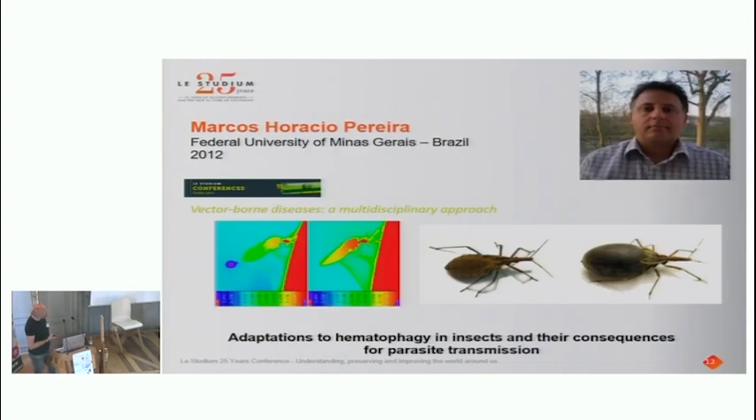Marcos Horacio Pereira was interested in how insects like kissing bugs and mosquitoes adapt to hematophagy, which is feeding on blood, because when insects feed on blood, they feed on something that is very warm, and that can be detrimental to the insects. So basically what they do is they pee at the same time that they eat, and that allows them to exchange the heat and to reduce the heat inside the insects and to prevent damage to their physiology.